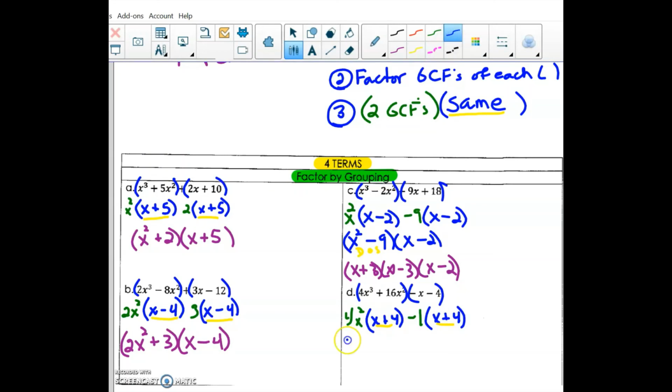We are not going to be done with this problem because 4x squared minus 1 is a difference of squares and will have to continue to be factored. So we finish this up. 2x plus 1, 2x minus 1, and the last parenthesis, x plus 4. So that is factor by grouping for higher degree polynomials.